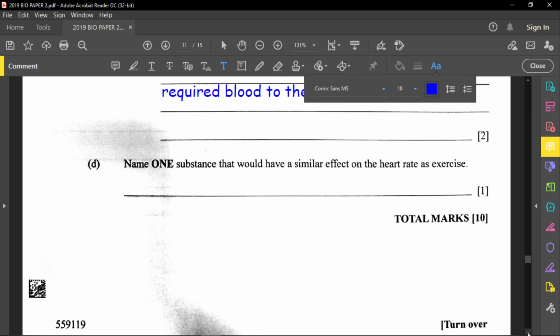All right, so part D now says name one substance that would have a similar effect on the heart rate as exercise. So one substance, and this substance here is adrenaline. Remember, adrenaline is the fight or flight hormone, and so when you're excited, when you're scared, when you're frightened, and so on, this will chip in, and so it causes your heart rate to increase, it will cause the pupil to dilate, and so on, all right? And you produce a lot more energy from your glucose that rushes to your cells, okay? So adrenaline is the answer.